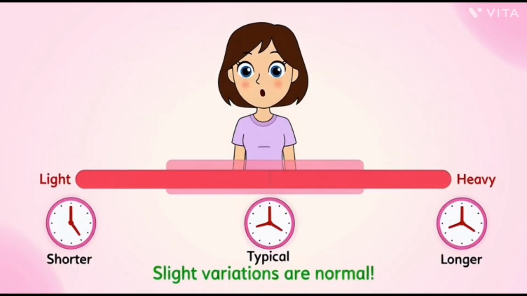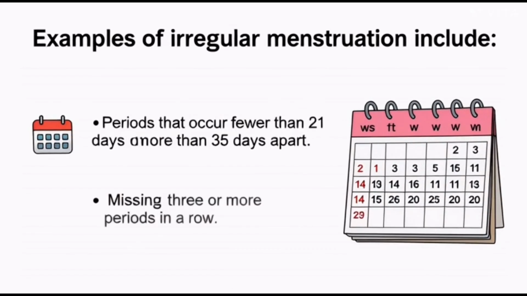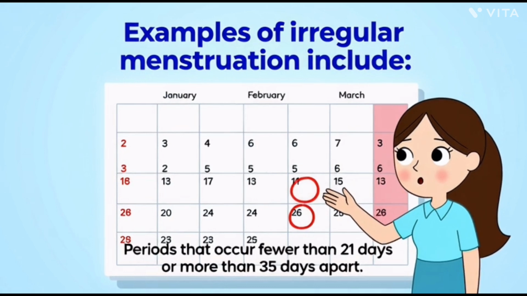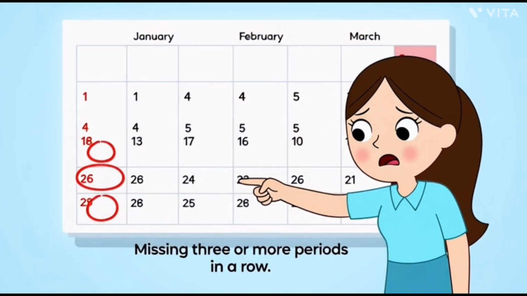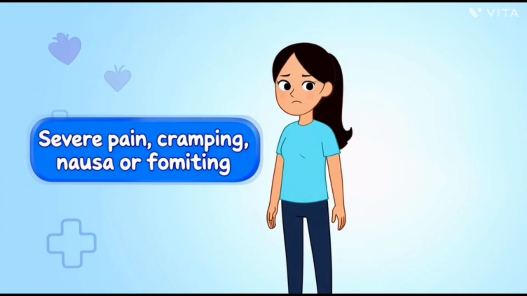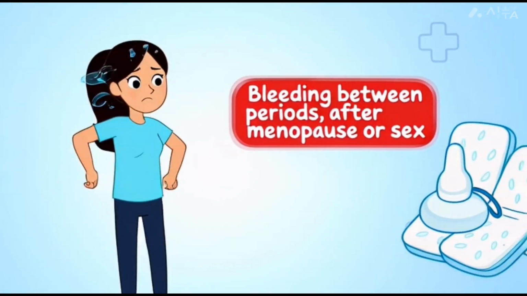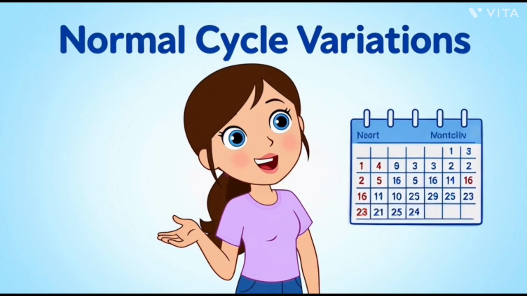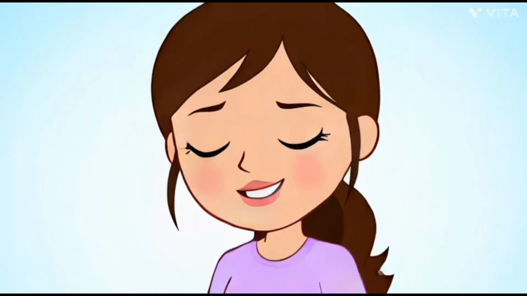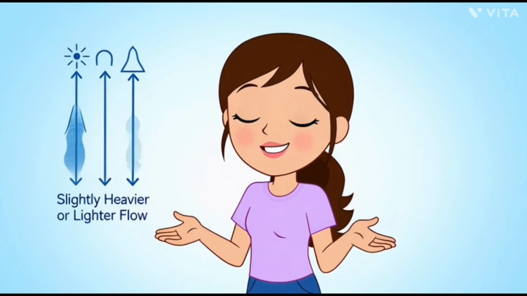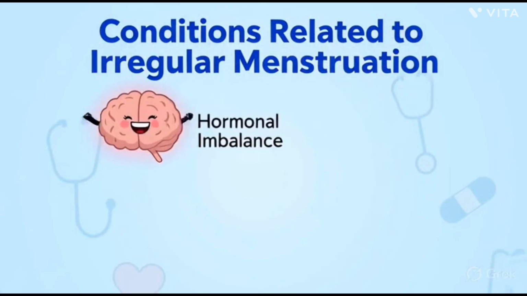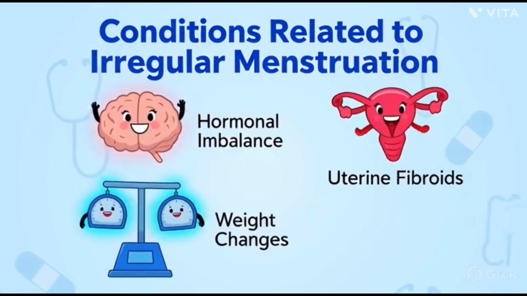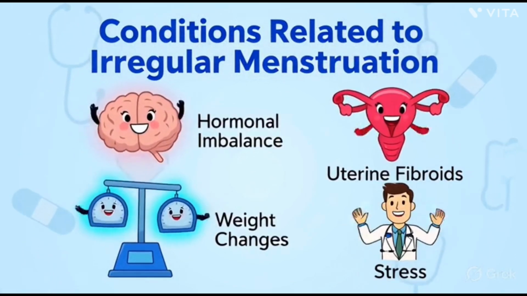Slight variations are normal. Examples of irregular menstruation include periods that occur fewer than 21 days or more than 35 days apart. Irregular periods can mean cycles shorter than 21 days, or missing 3 or more periods in a row. Severe pain, cramping, nausea or vomiting, or bleeding between periods, after menopause or after sex. Your cycle may not always be predictable, and that may be okay. It's normal to have slight variations in length or flow. Hormonal imbalance, uterine fibroids, weight changes, and stress are common causes of irregular periods.